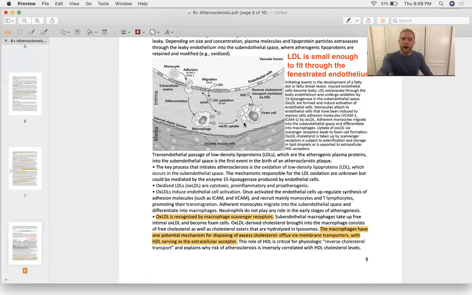Now, the final key point out of this entire page is that high-density lipoprotein is directly responsible for accepting lipids from foam cells and transporting those lipids back to the liver so that they can be excreted in bile. And high-density lipoprotein does this by binding to an efflux transporter on the surface of a macrophage.